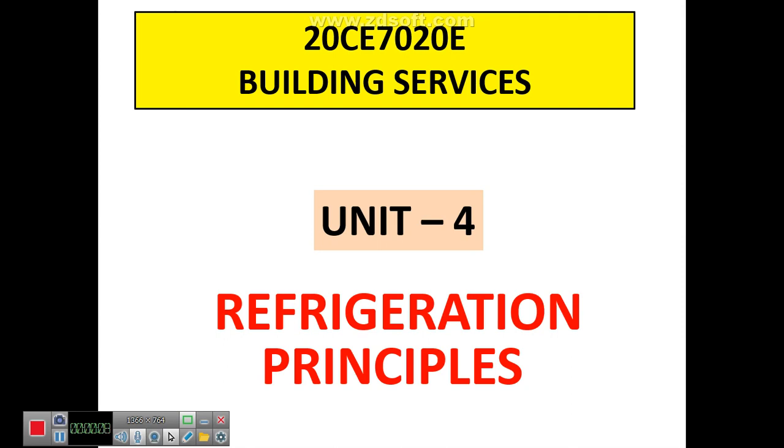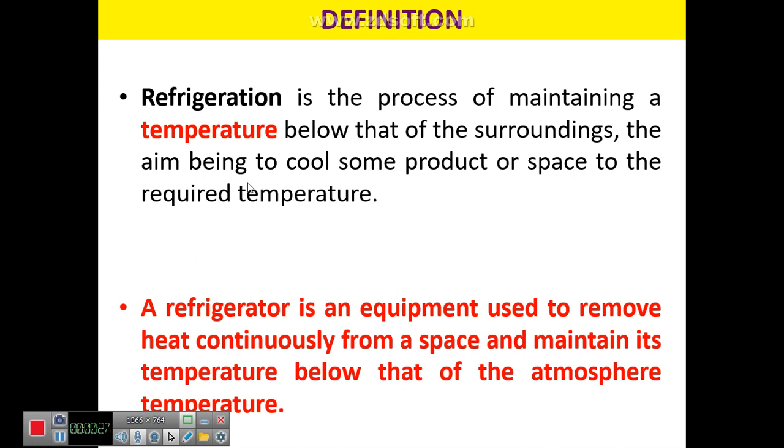Today we are going to see the classification and the function of a refrigeration unit, and also we are going to see heat emitters in the building arrangement from Unit 4, Refrigeration Principles, of the subject Building Services. So you know very well, refrigeration is the process of maintaining the temperature below the surrounding atmospheric temperature. A device which is used to make the operation is called a refrigerator.